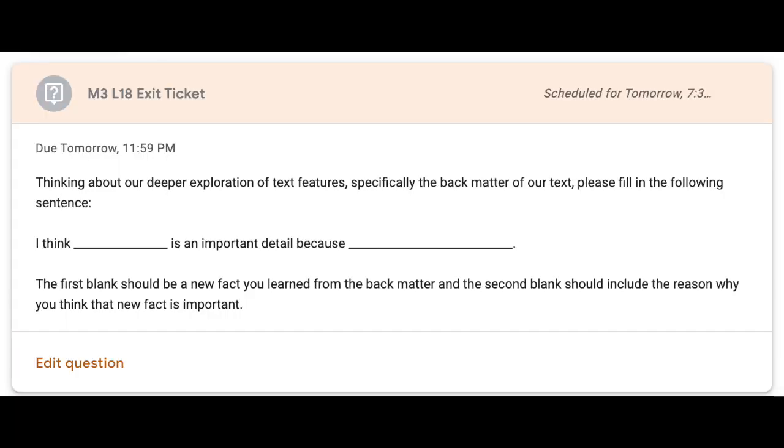So finally, your exit ticket for today, thinking about our deeper exploration of text features, especially the back matter. Please fill out the following sentence. I think blank is an important detail, so a new fact that you learned from the back matter, because, and the second blank should include the reason why you think that new fact is important. For today's exit ticket, you can respond to a classmate if you would like.